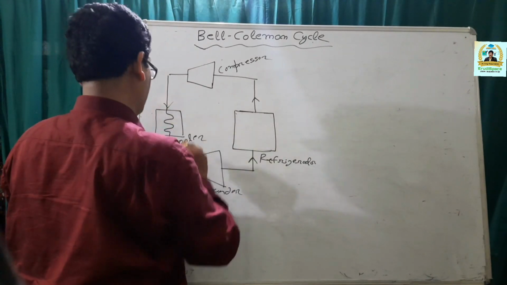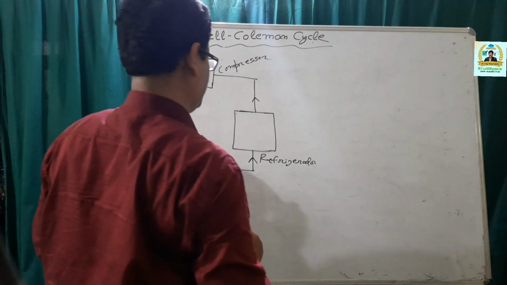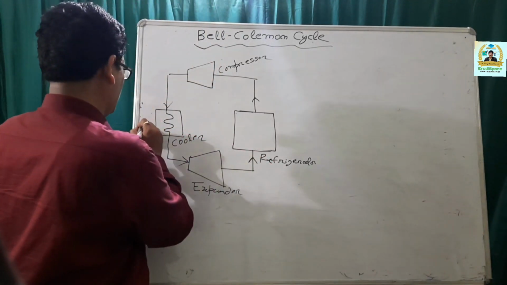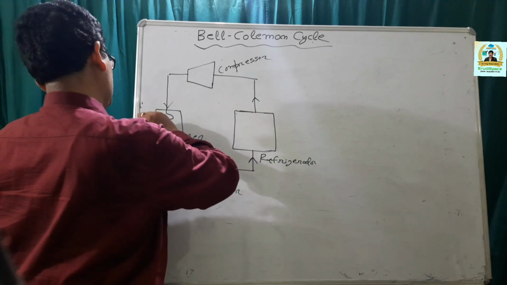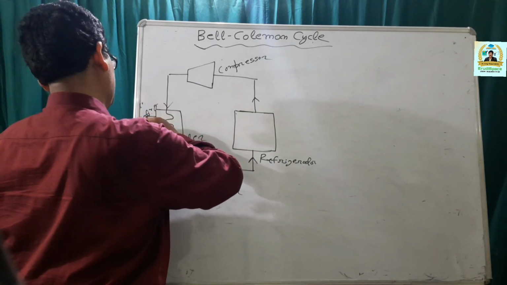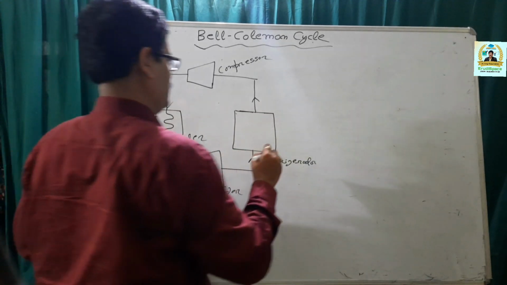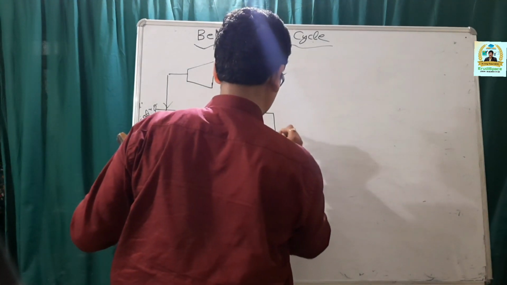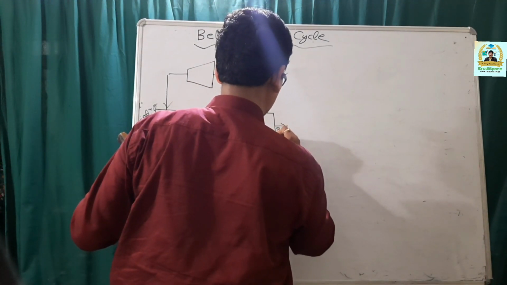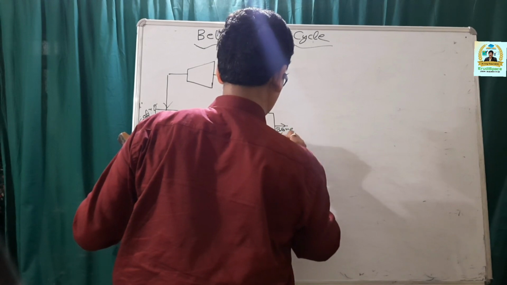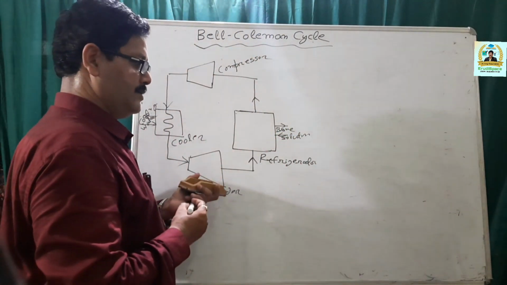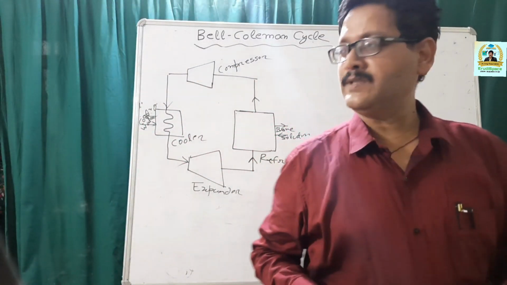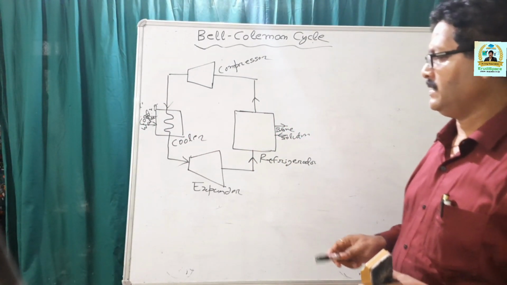The direction of the refrigerant flow has been shown. This is cooling water, and then here we are having brine solution. So first, how the system actually works.